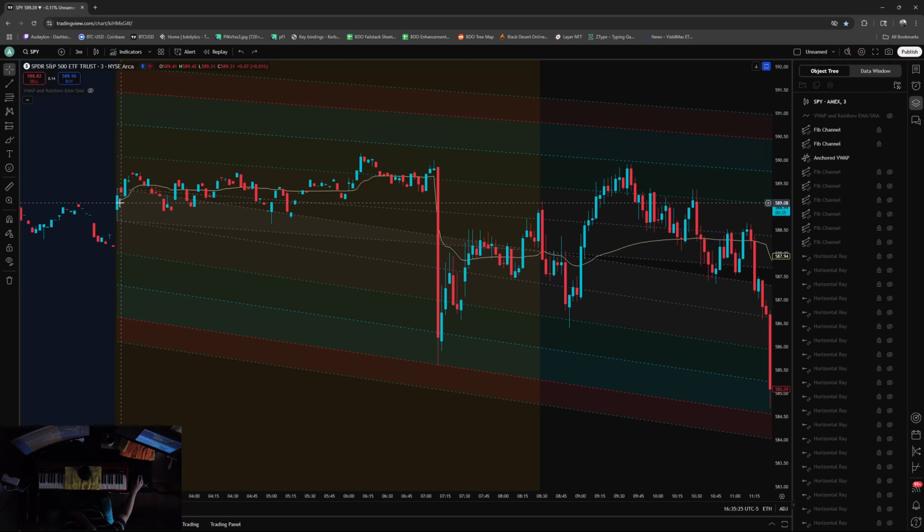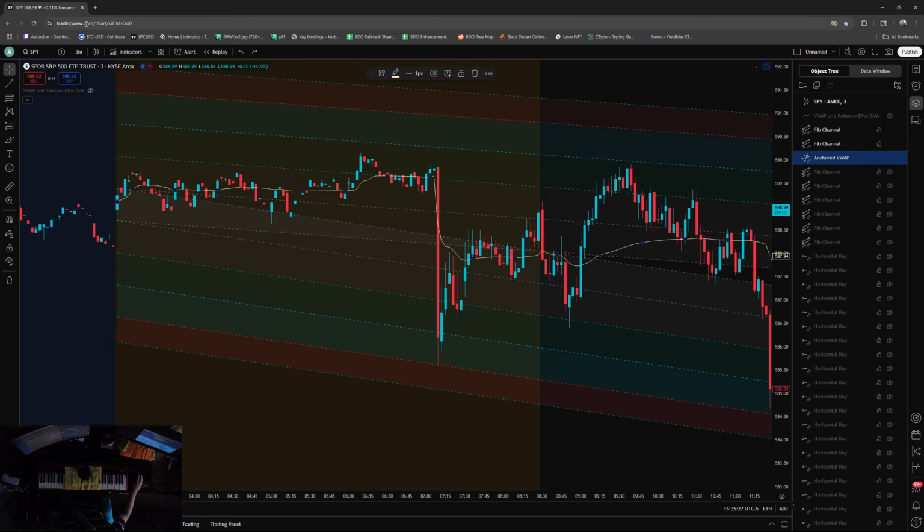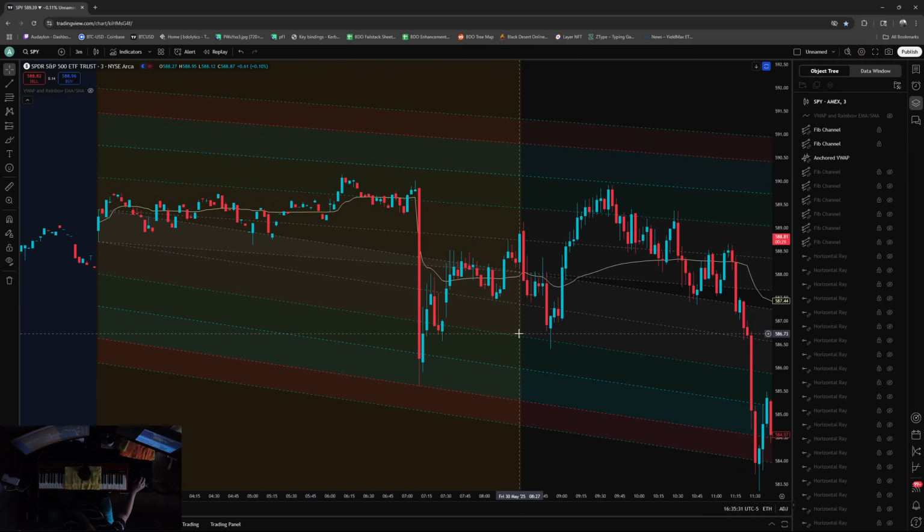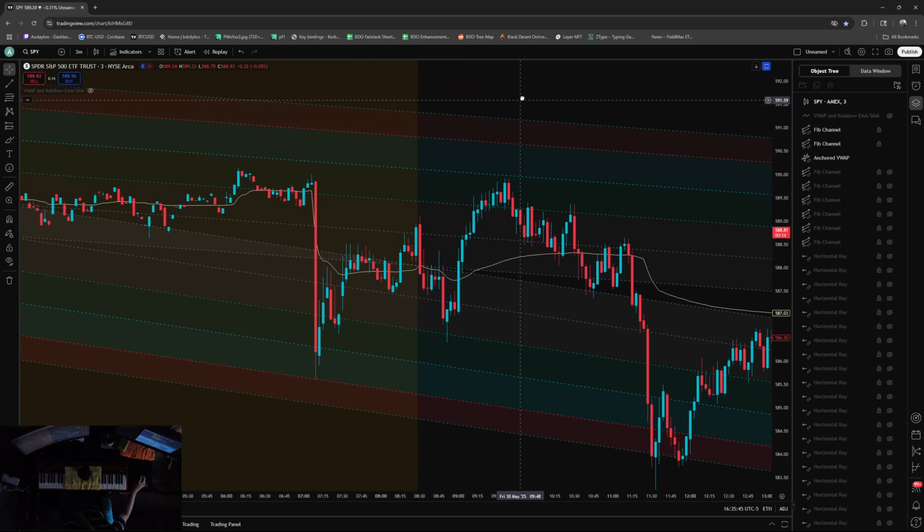You just place an anchored VWAP on the first candle of the day. I'm using the 3-minute chart. Then you apply your channels from the top of the first candle to the anchored VWAP at open to the bottom of the first candle, and there you have one trend. And then you do from the bottom of the candle to the anchored VWAP open to the top of the candle. And there you have your second trend.